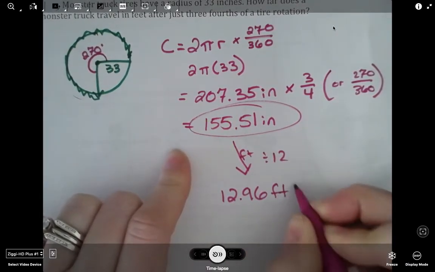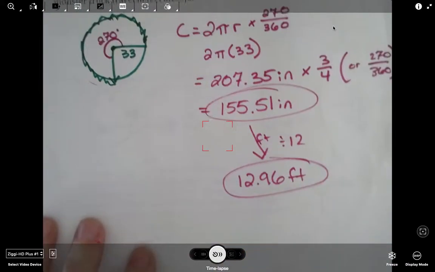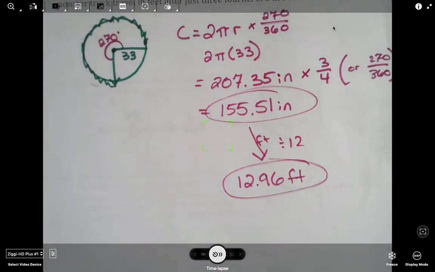12.96 feet. That's crazy. So that monster truck wheel has not even gone one full rotation around, and it's already traveled 13 feet almost. That's like from, I don't know, here to this wall. And that's only 3/4 of a turn of a monster truck. That's not even one full turn of a monster truck tire.